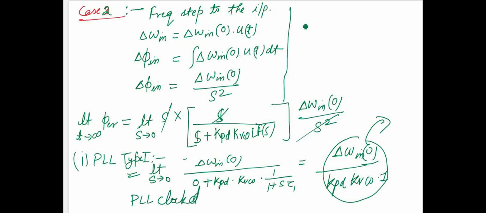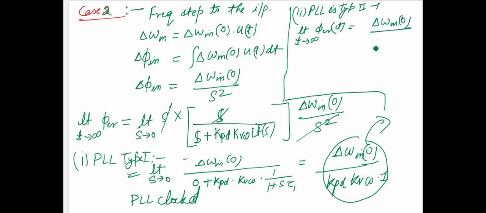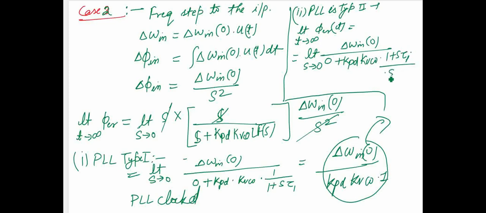Okay. And now do it for type 2. The PLL is type 2. For this case, limit t tends to infinity of phi error(t) is equal to limit s tends to 0 of del omega in 0 divided by 0 plus Kpd Kvco, and what is LF(s)? It is 1 plus s tau I divided by s tau p. So when you put s equal to 0, this will become infinity and this is some value, so constant by infinity is 0. So the error is 0, so the PLL is locked.